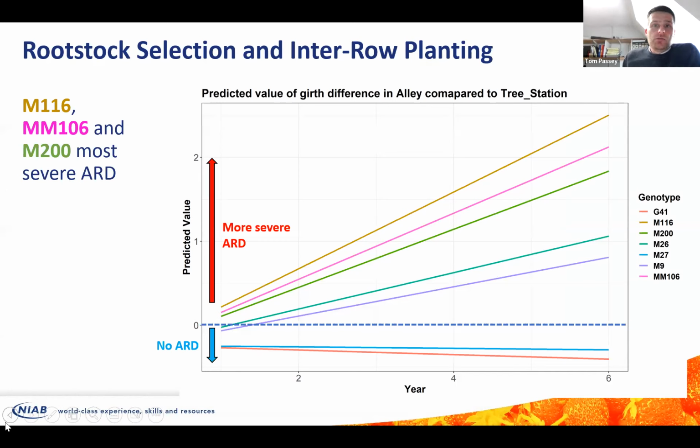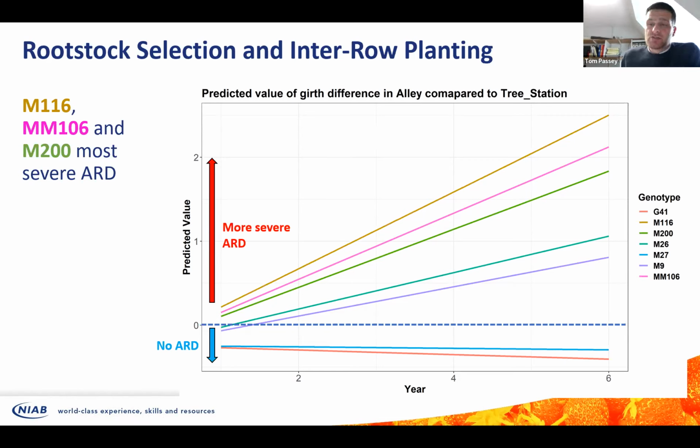So much so that we've got this figure here, where you can see the different rootstock types that we had in the orchard. We've looked at how the tree growth compares between the trees in the tree station and the alleyway. You can see here that the bottom 2 lines, the blue and the red line, are showing there's no replant effect with those genotypes. And then we have 3 that are shooting off at the top there: M116, MM106 and M200, which on this site showed the most severe replant.